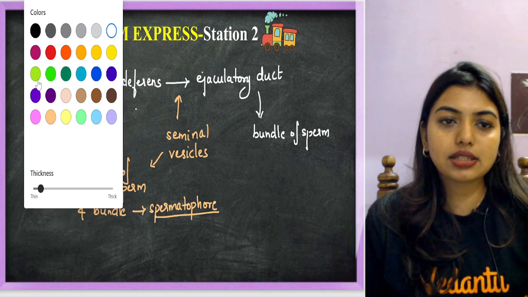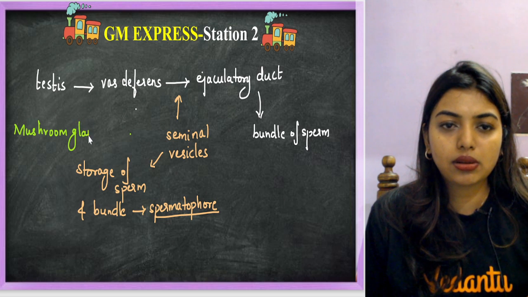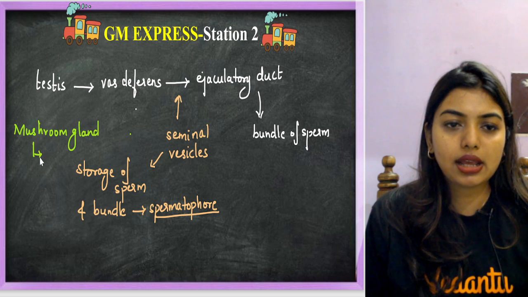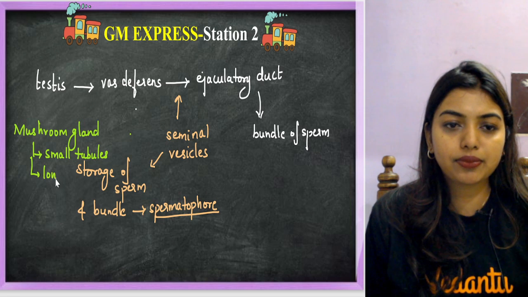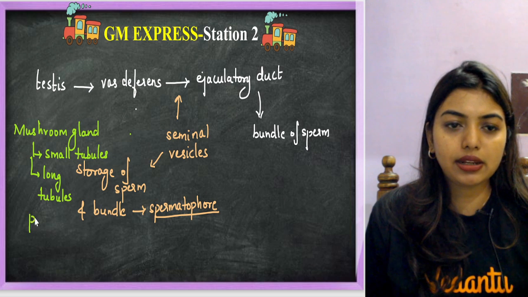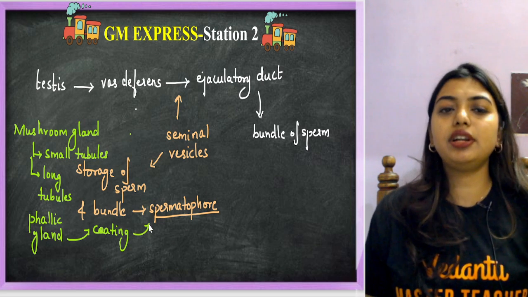Now we have some accessory organs which are important, like your mushroom gland. This mushroom gland has small, long tubules, and phallic gland. This phallic gland is going to give the outer coating for the spermatophore. Got it? This is what happens.